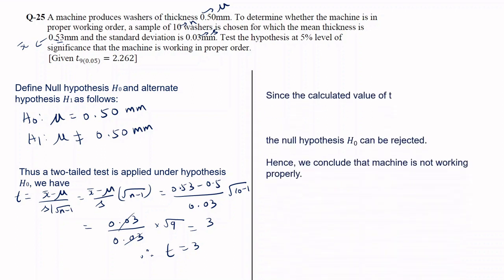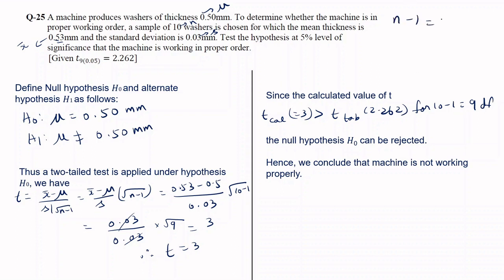So let us write the conclusion and the result. Since the calculated value of T, which is equal to 3, is greater than the table value of T, which is 2.262 for 10 minus 1 equal to 9 degrees of freedom. So here the degrees of freedom is given by n minus 1. Here n is 10. So it is 9 degrees of freedom. The null hypothesis H0 can be rejected, and hence we conclude that the machine is not working properly.